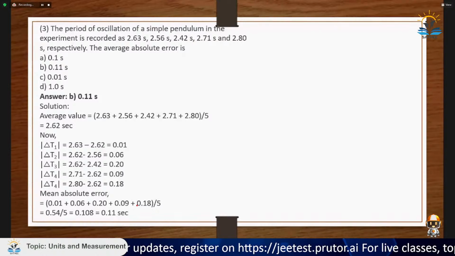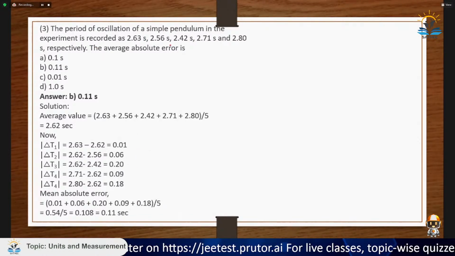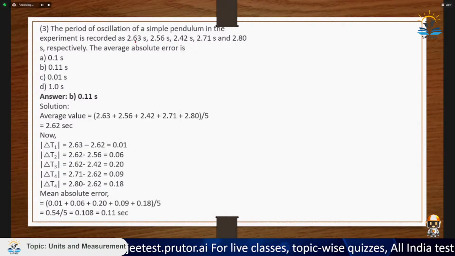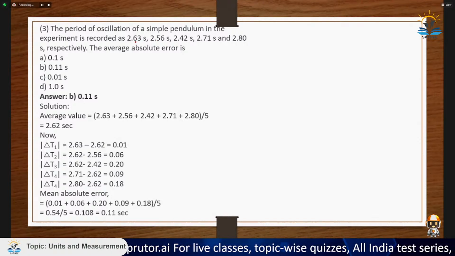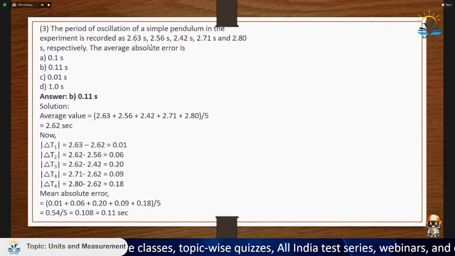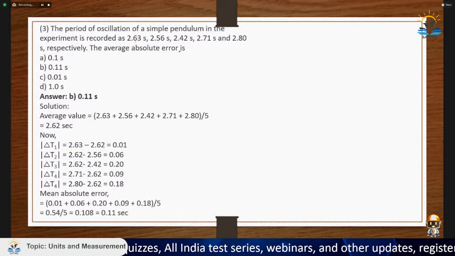Moving ahead, the period of oscillation of a simple pendulum in the experiment is recorded. Okay, so you are given different periods of oscillation. We did this simple pendulum experiment in the lab, and we recorded the periods of oscillation as 2.63 seconds, 2.56 seconds, 2.42, 2.71 and 2.80 respectively. So I am asked for the average absolute error.